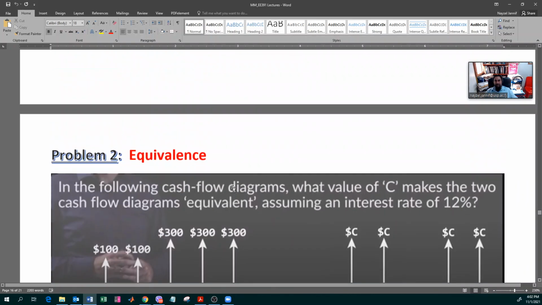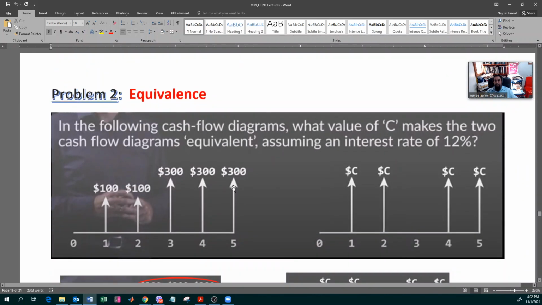All right, so let's just do a quick recap of the topic which we were covering last week. We were covering a topic called equivalence, and there are two cash flow diagrams, one on the left and one on the right hand side. On the left, for the first two periods, this guy pays $100 each. Then in period 3, period 4, period 5, he pays $300 each. Maybe it's like a loan repayment of some sort.